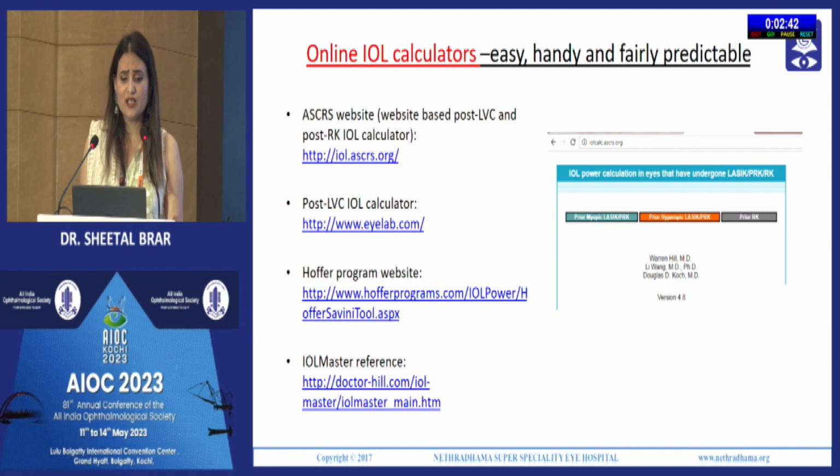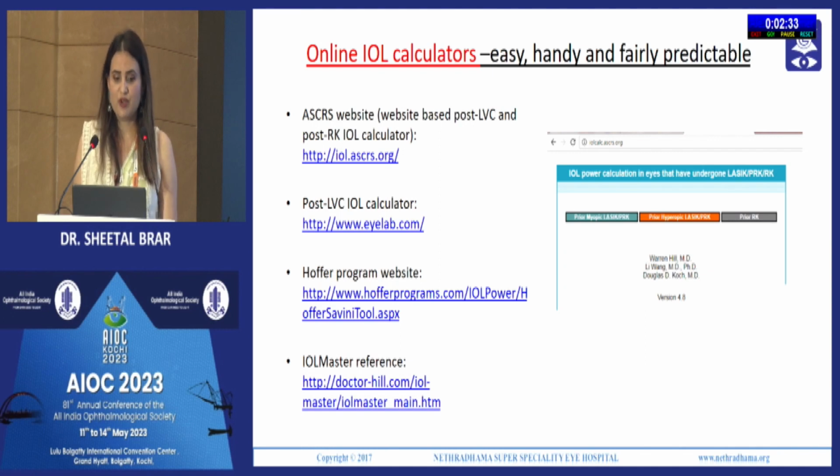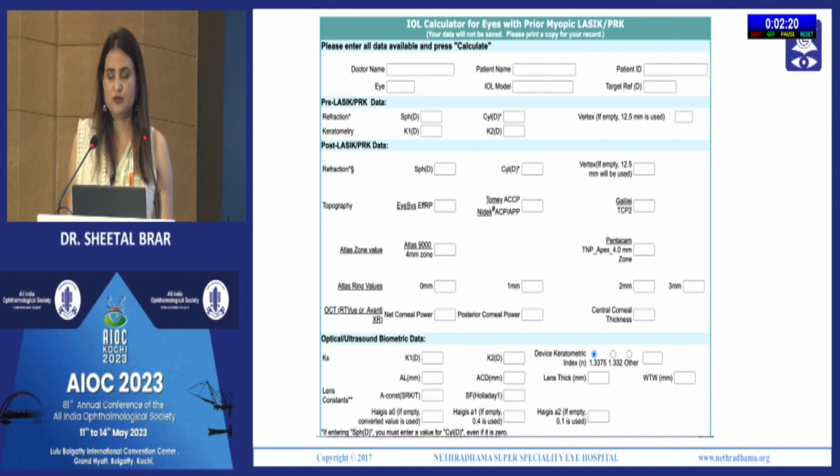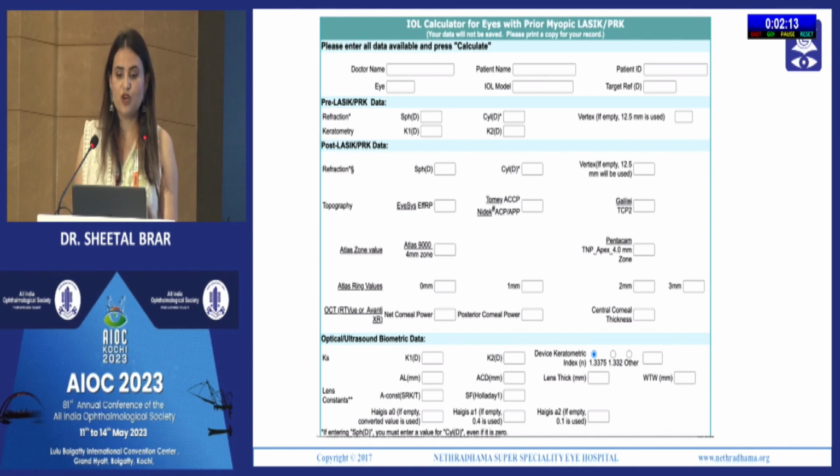Now, online IOL calculators have actually made our life very easy. They are fairly predictable and handy to use. You can find these formulae on different websites: iol.ascrs.org, ilab.com, the Hoffer program website, and the drhill.com website. The ASCRS website is one of the most commonly used and a very popular website wherein you can use this IOL calculator for eyes with prior myopic LASIK or PRK.